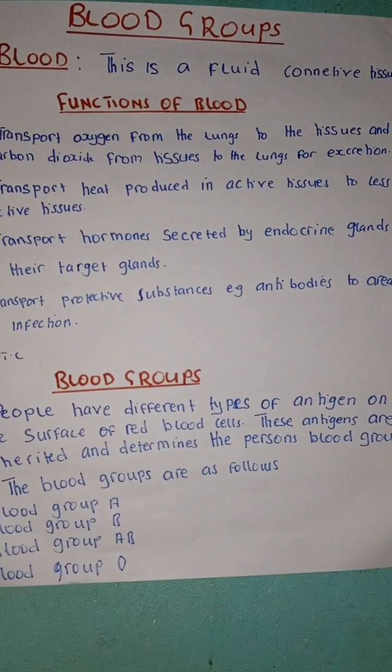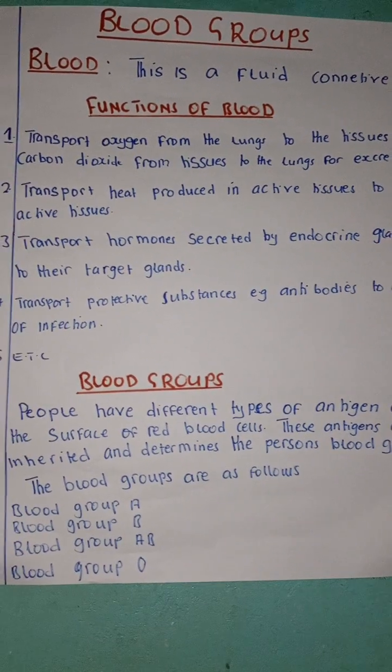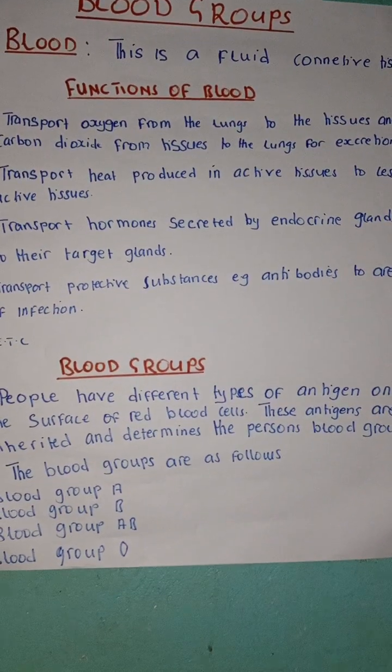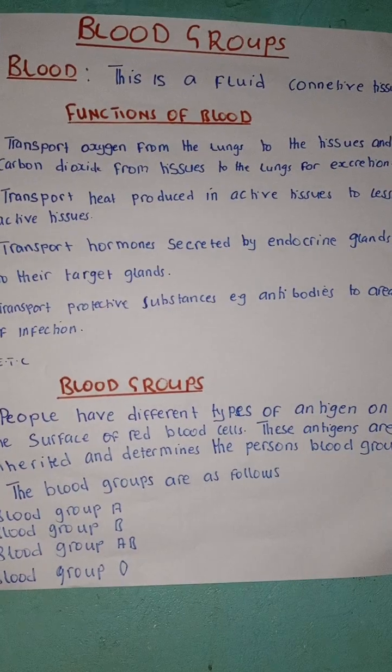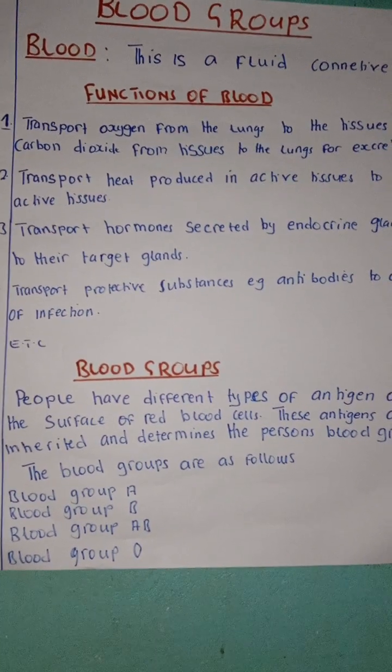Before we go to the blood groups, let's look at what blood is. Blood is a fluid connective tissue. In blood, there are red blood cells, white blood cells, and platelets. So what are the functions of blood?